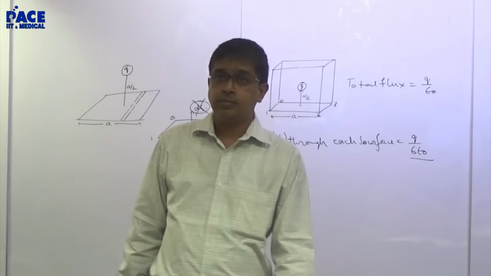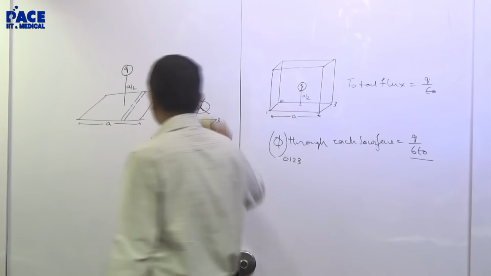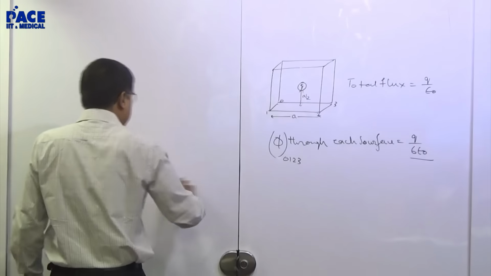In the case of an infinitely long wire, can we assume a cube for a Gaussian surface? Try that.